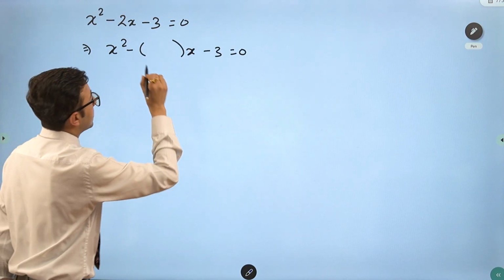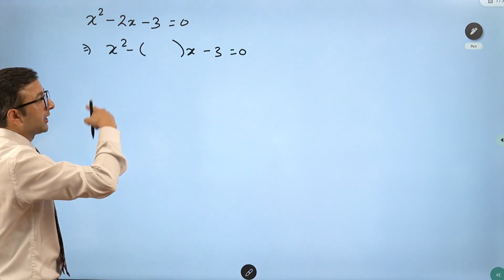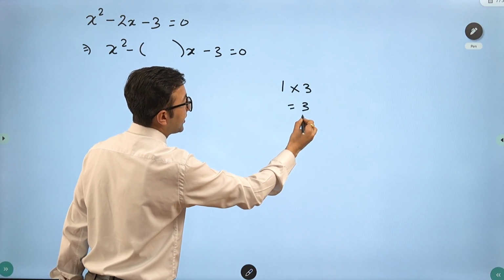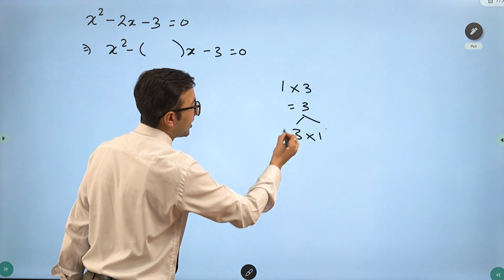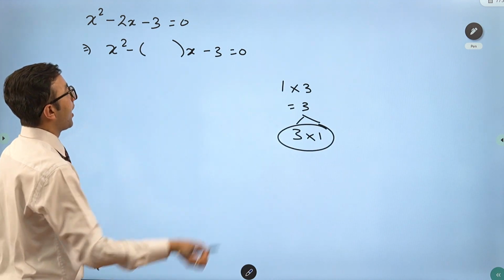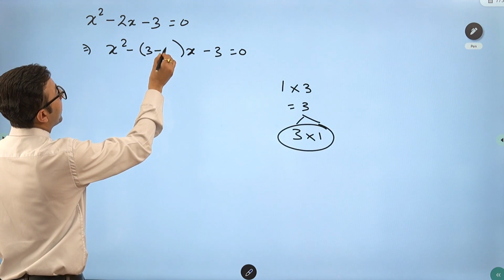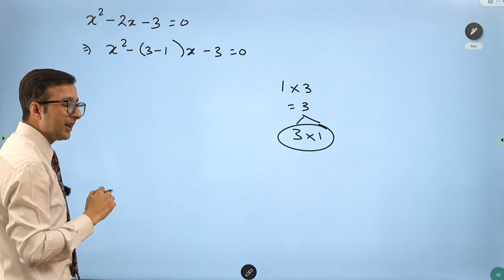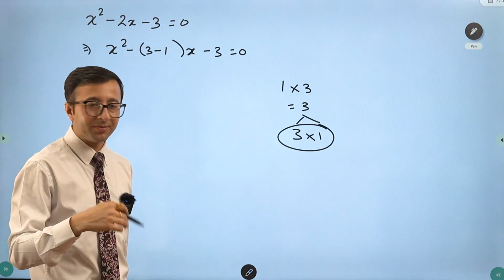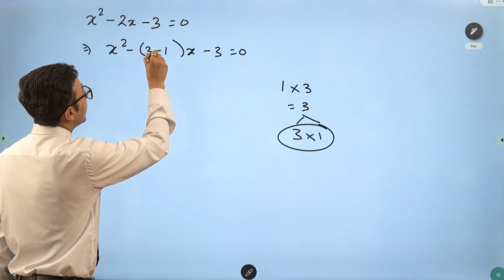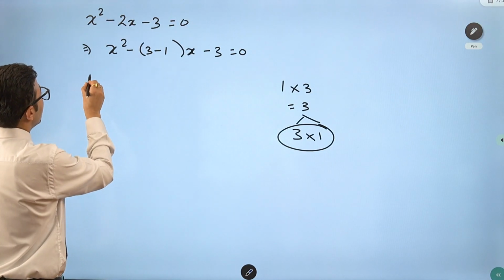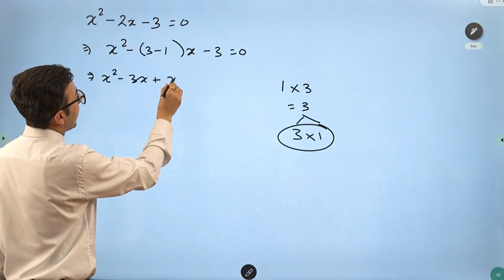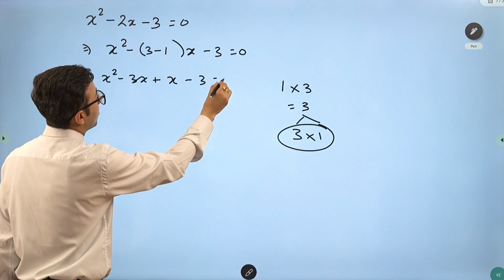So the factors of the numbers that we have in the first and the last term give us product 3, and 3 has the pair of factors 3 and 1. So we can write 3 minus 1. Minus is coming here because the product of the signs of the first and the last term will give us the sign that we put between these two numbers. So it gives us x square minus 3x plus x minus 3 is equal to 0.